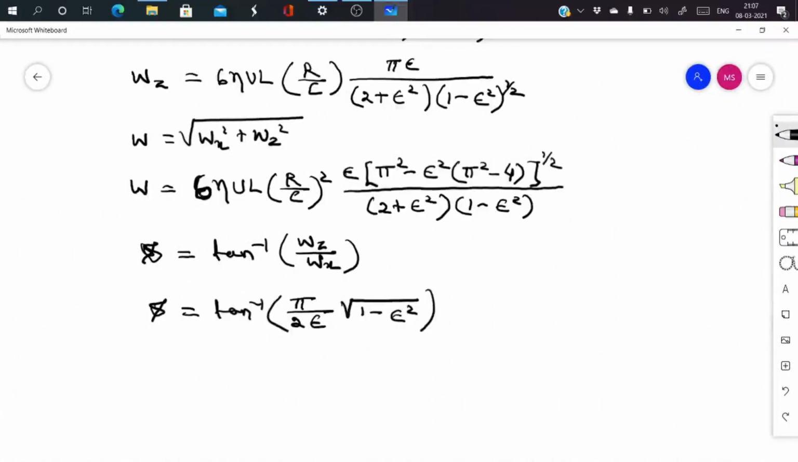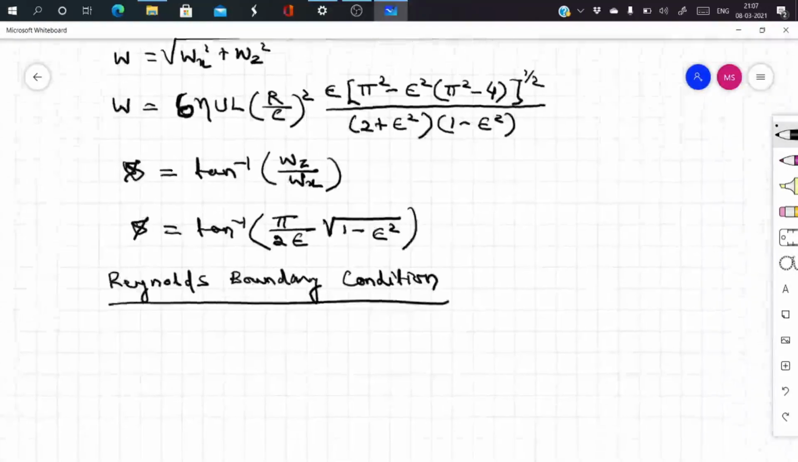So now after that, Reynolds proposed one boundary condition which was like this.